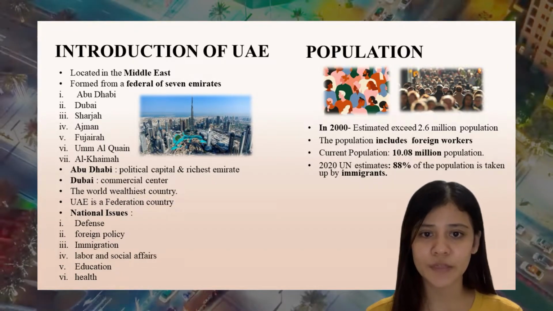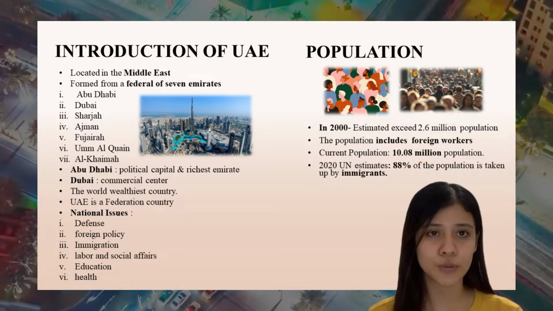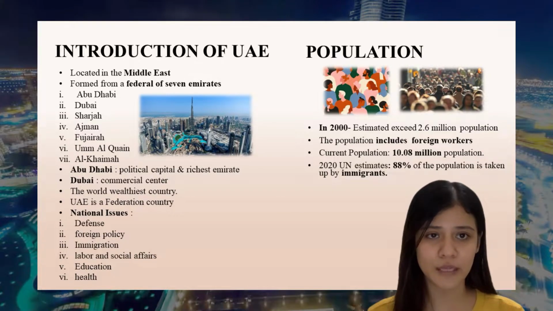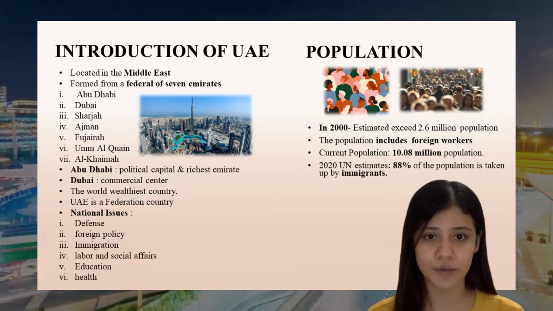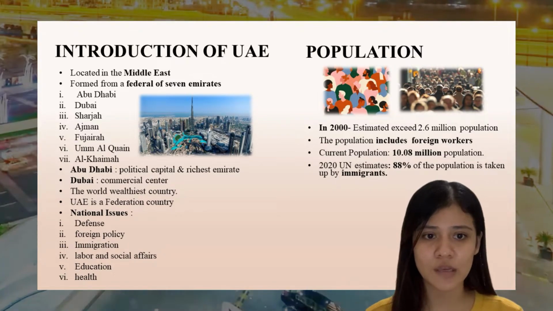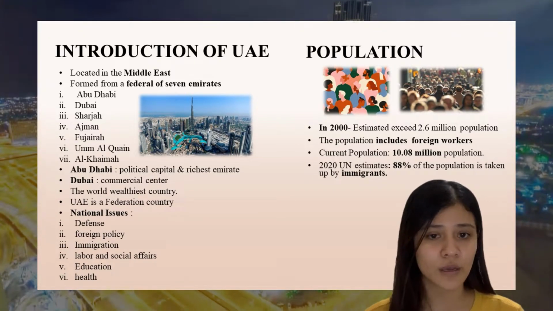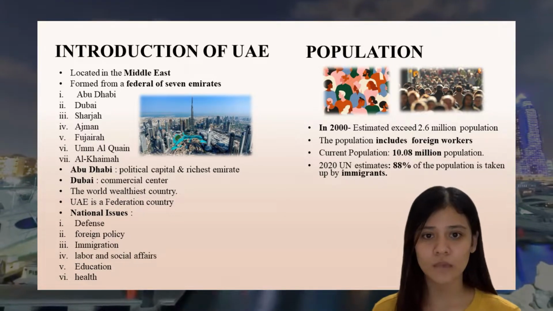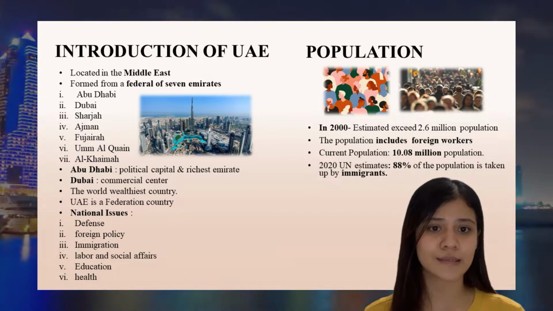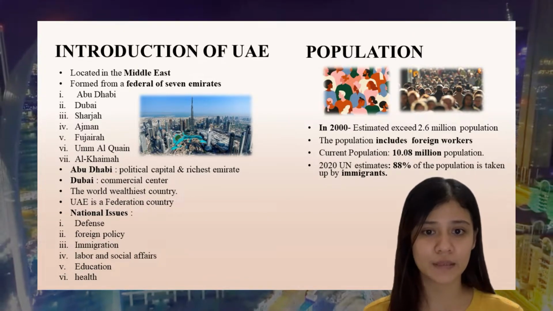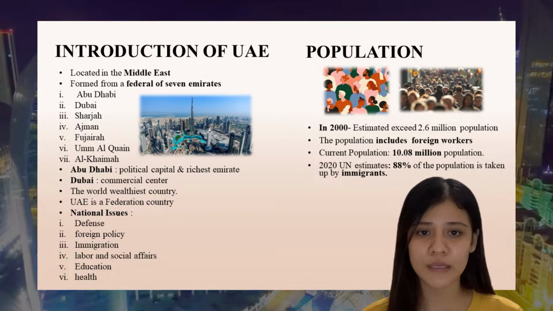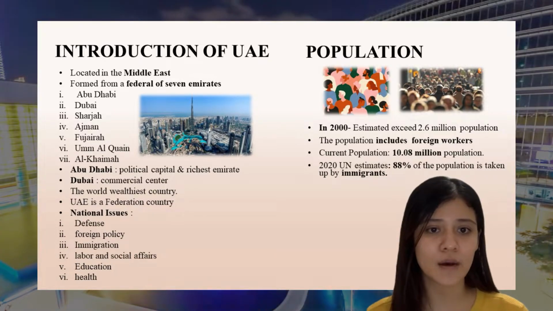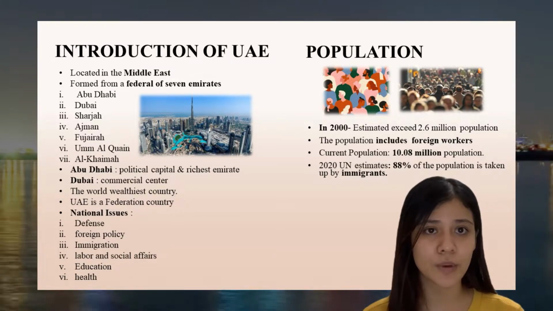In 2000, the population estimate of the UAE exceeded 2.6 million, of which about 85% is urban. The population of the UAE is increasing in large numbers every year, including foreign workers from different continents across the globe. The UAE's current population is 10.08 million. As of 2020, the UN estimates immigrants to make up 88% of the total UAE population.